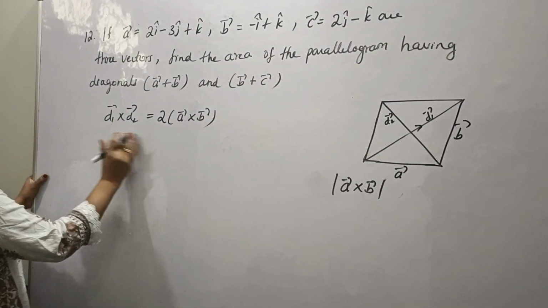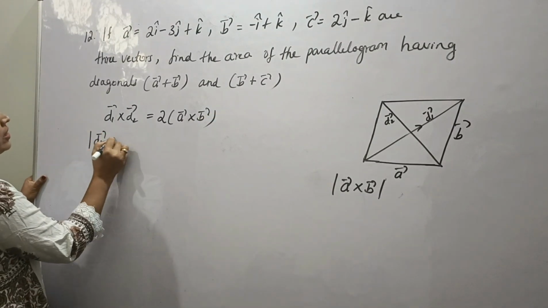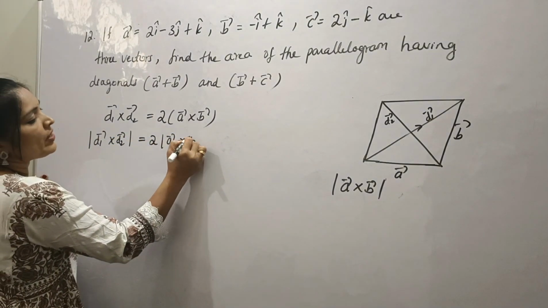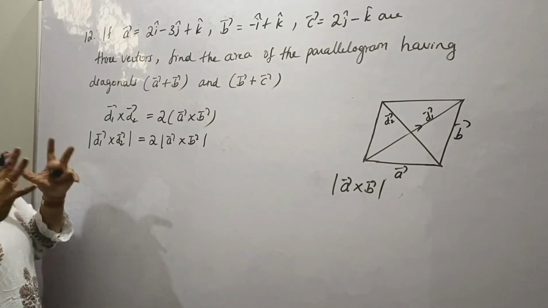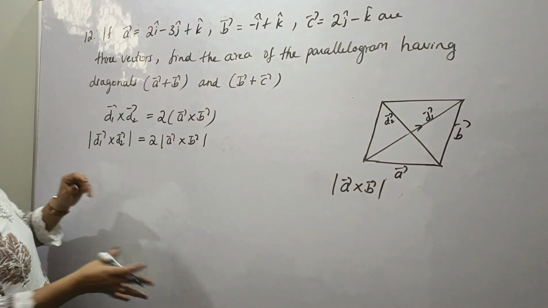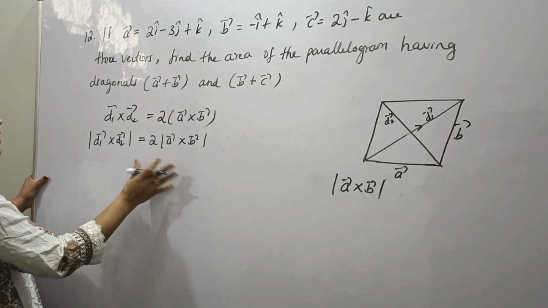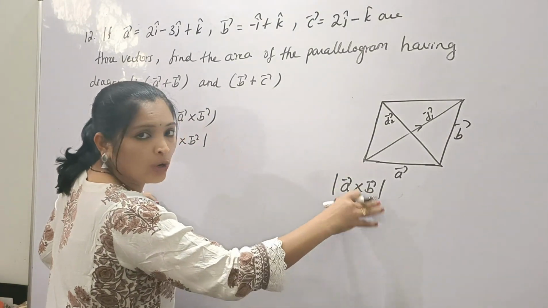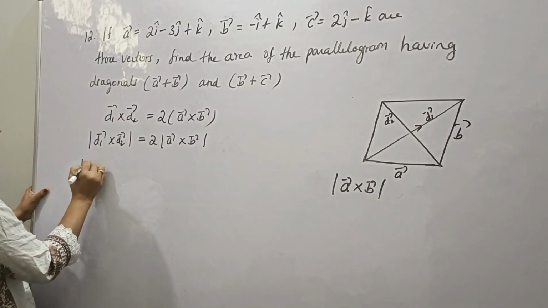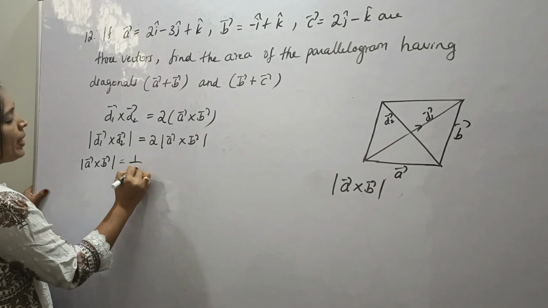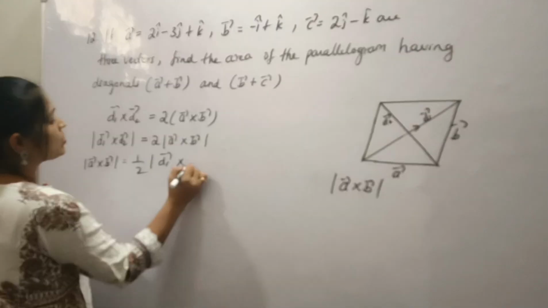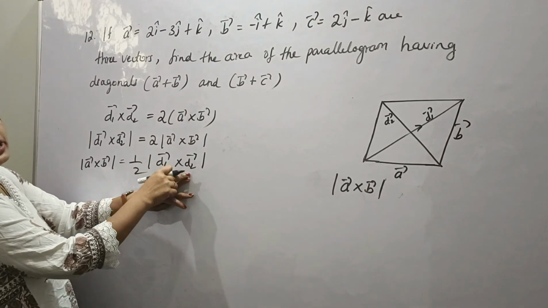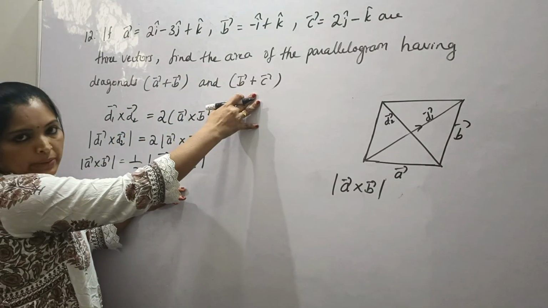So what is the modulus? Modulus of vector D1 cross vector D2 is equal to 2 into modulus of vector A cross vector B. We have to find the area of the parallelogram using these diagonals. We know that the area of a parallelogram is equal to modulus of vector A cross vector B, so that is 1 by 2 into modulus of D1 cross D2. So here we have to find D1 and D2, that is vector A plus vector B, and vector B plus vector C.